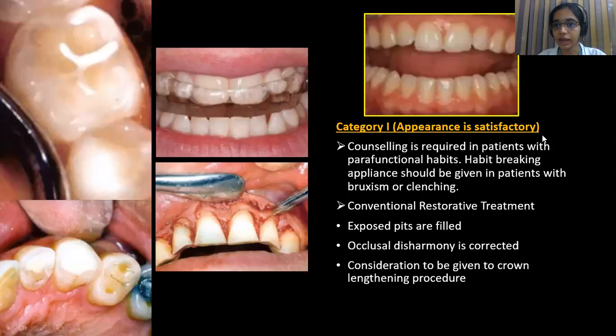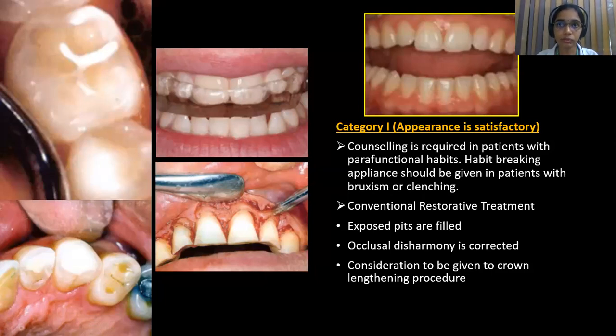Okay, so first is category 1. In category 1, there is only mild attrition. The appearance is satisfactory and increasing the vertical height is not required. See, the first line of treatment for non-carious tooth lesion is to remove the causative factor.